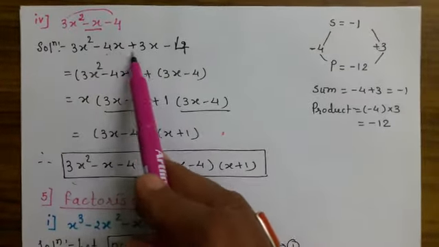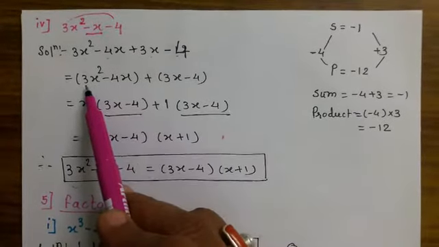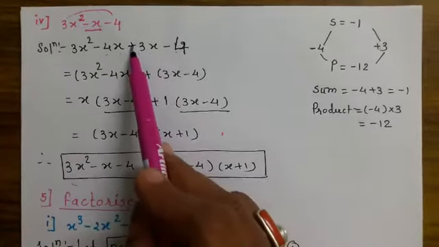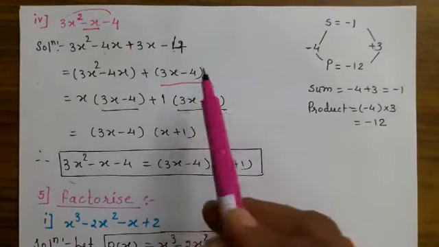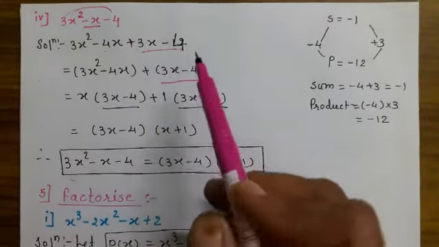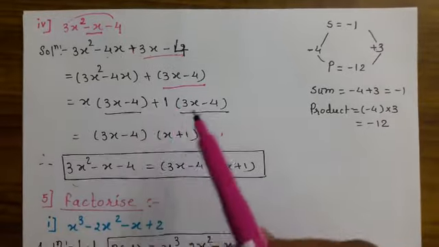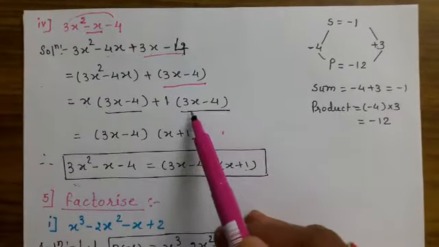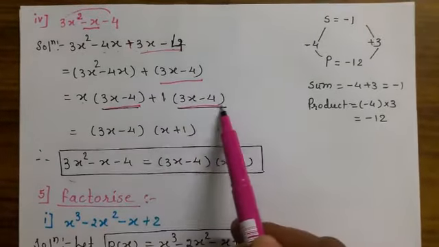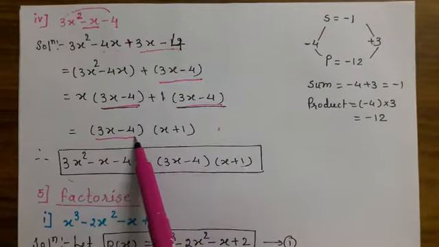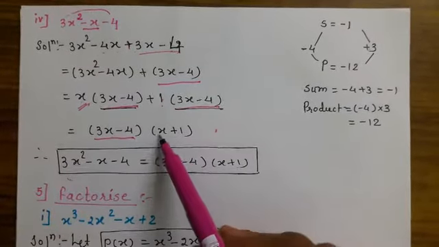3x square minus 4x plus 3x minus 4. Now we will do the grouping. In the first group 3x square minus 4x, then here is a plus sign, means there is no need to change the sign of these remaining two numbers. So from here we will take out x as common, 3x minus 4. From here nothing common means 1 is common, 3x minus 4. Are you finding? Here also the 3x minus 4 bracket is common. So we will take out 3x minus 4 as common. What is left? x. And what is left here? 1. So x plus 1.